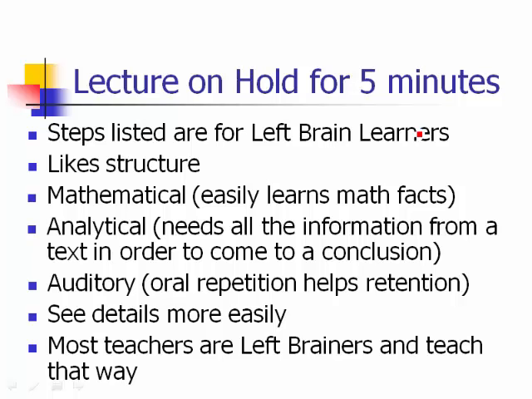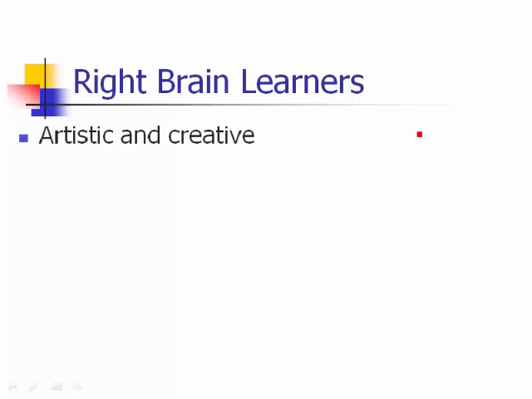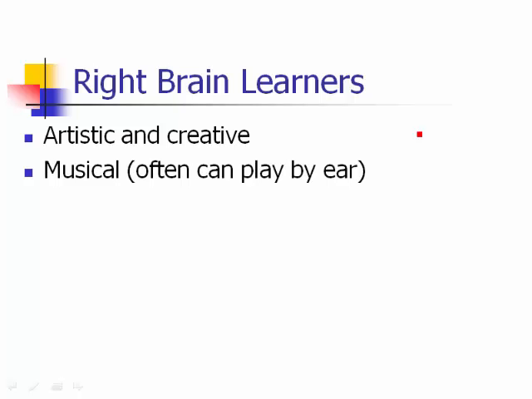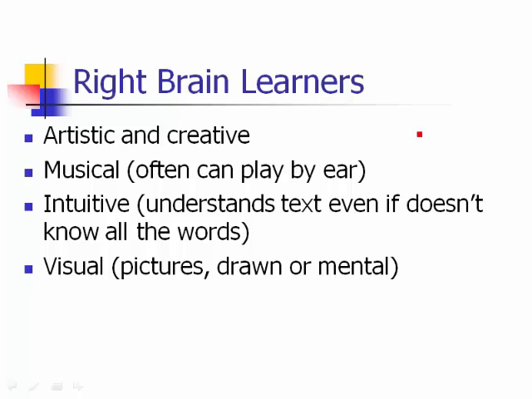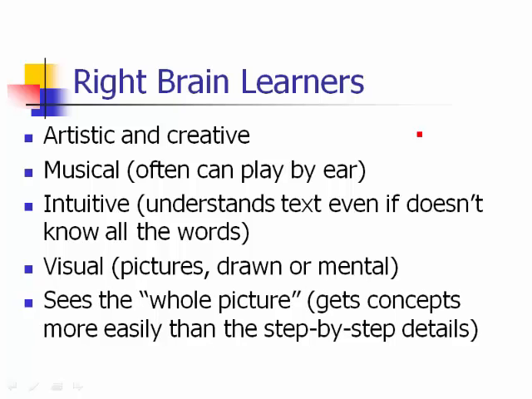But there are right brain teachers, and they usually are very clever and creative, and they're very different in the way that they teach. They are artistic and creative. Right brain learners are musical. They can often just sit down and play a piano by ear. They're intuitive. They understand text even if they don't know all the words. They can figure it out. They are visual. They like pictures. They draw pictures. They draw pictures in their head. They see the whole picture and get concepts more easily than the step-by-step details that I was showing you. And they're hands-on visual learners.